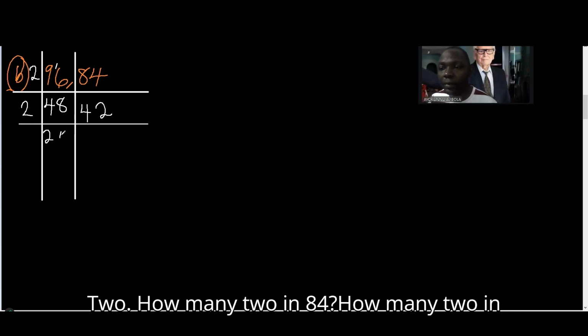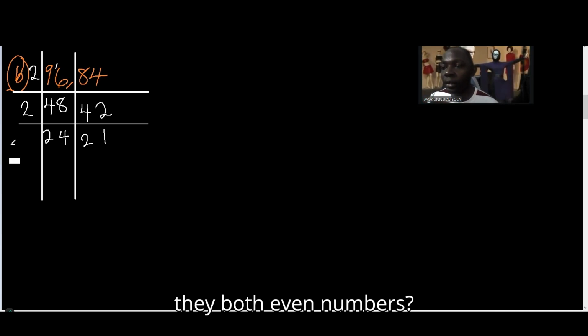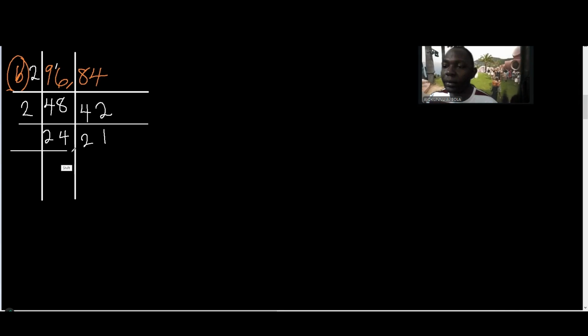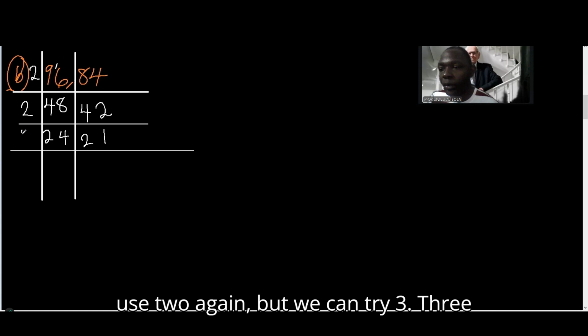2. How many 2 in 8? 4. How many 2 in 4? 2. How many 2 in 2? 1. Are they both even numbers? No. So 1 is an odd number. So we cannot use 2 again, but we can try 3.